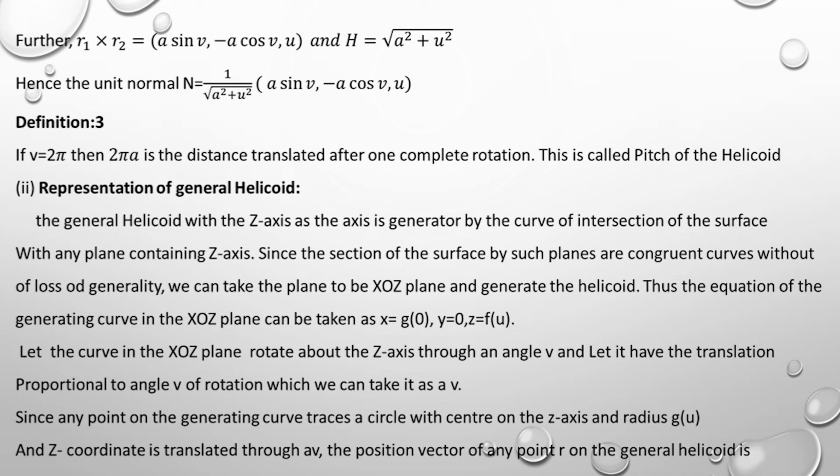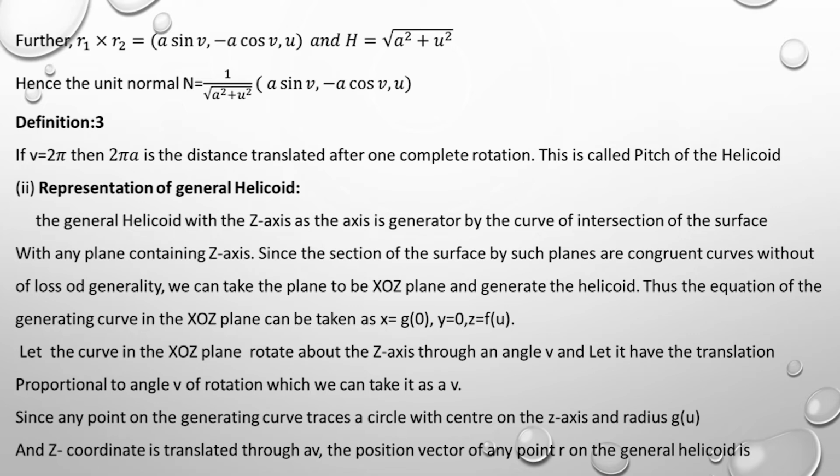Next, representation of the general helicoid. A general helicoid with the z-axis as the axis is generated by the curve of intersection of the surface with any plane containing the z-axis, since the sections of the surface by such planes are congruent curves. Without loss of generality, we can take the plane to be the XZ plane and it generates a helicoid. Thus, the equation of the generating curve in the XZ plane can be taken as x is equal to g of u, y is equal to 0 and z equal to f of u.